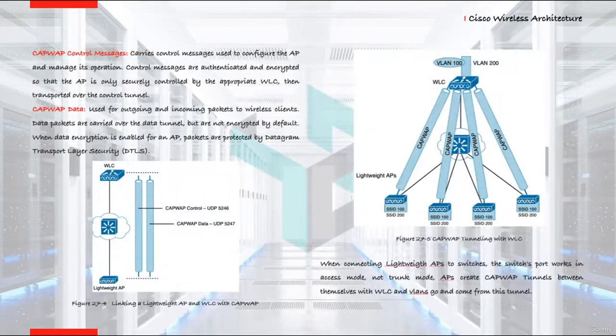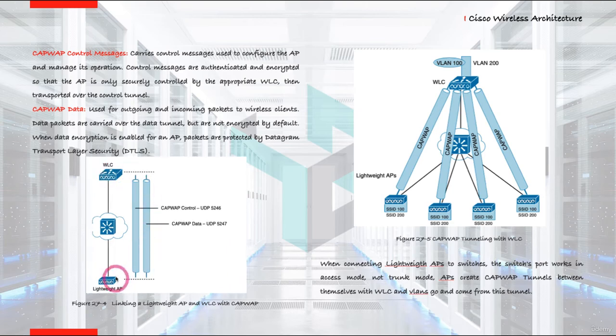Let me tell you about CAPWAP tunnels on this page. The CAPWAP Control Messages Tunnel, which is used to configure and manage the operation of access points, is created. Access points are verified and encrypted through this tunnel. Access points are verified and managed securely by the wireless LAN controller after they are verified. In a CAPWAP data tunnel, data packets to and from wireless clients are transported, but are not encrypted by default. And when data encryption is enabled on an access point, these packets are protected by the Datagram Transport Layer Security protocol. This figure shows the use of the tunnel.